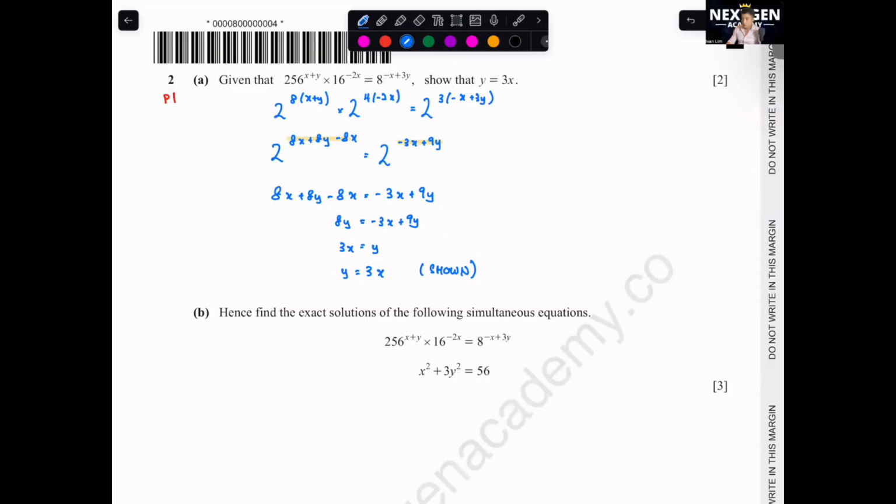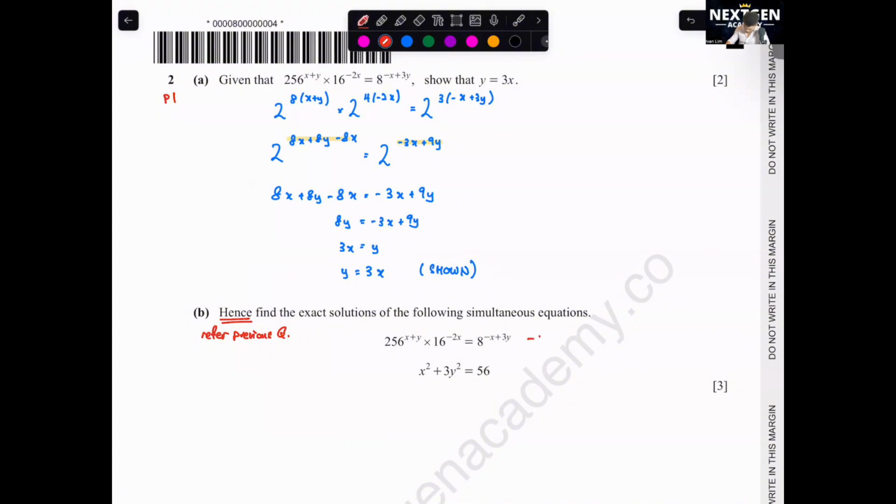Okay, these 2 marks. Question B: hence, find the exact solution of the following simultaneous equation. Every time they say the word hence, it means we need to refer to the previous question. Make sure you refer to the previous one. You have to use whatever you have found, which is y equals 3x.